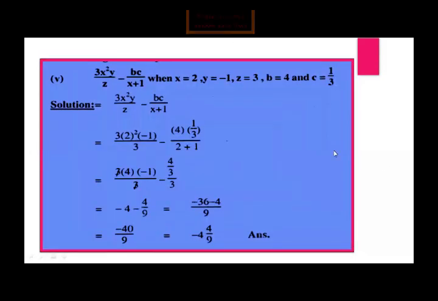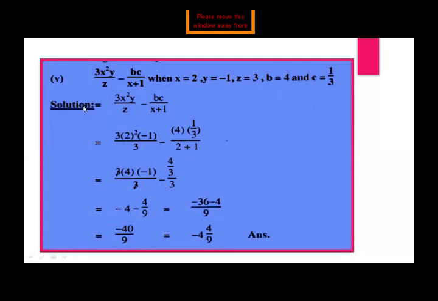Then that is 3x square y upon z minus bc upon x plus 1, when x equal to 2, y equal to minus 1, z equal to 3, b equal to 4, and c equal to 1 upon 3. There is a difference in last part and part number 5, because here we observe that we have two fractions and they are connected by minus sign.